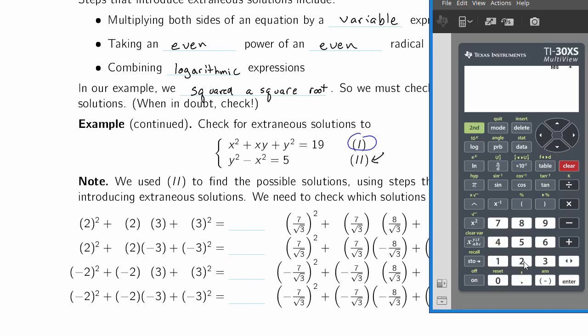This is very much a job for a calculator. We'll have 2 squared plus 2 times 3 plus 3 squared. That's 19. So this one was a solution. We'll have 2 squared plus 2 times negative 3 plus negative 3 squared. That's 7. So this one was not a solution.